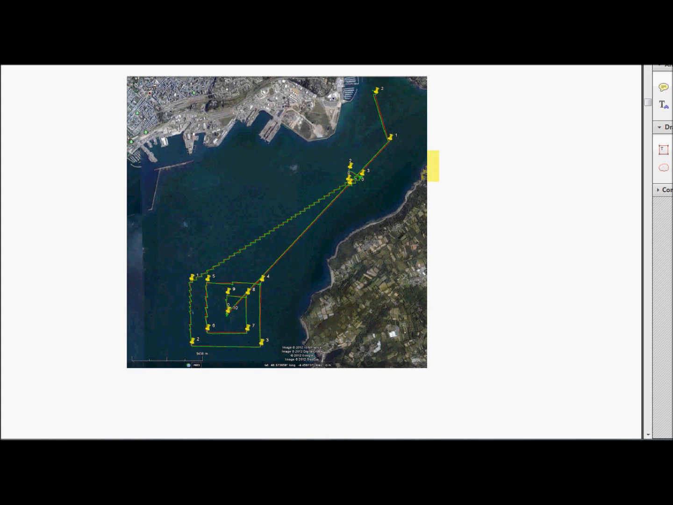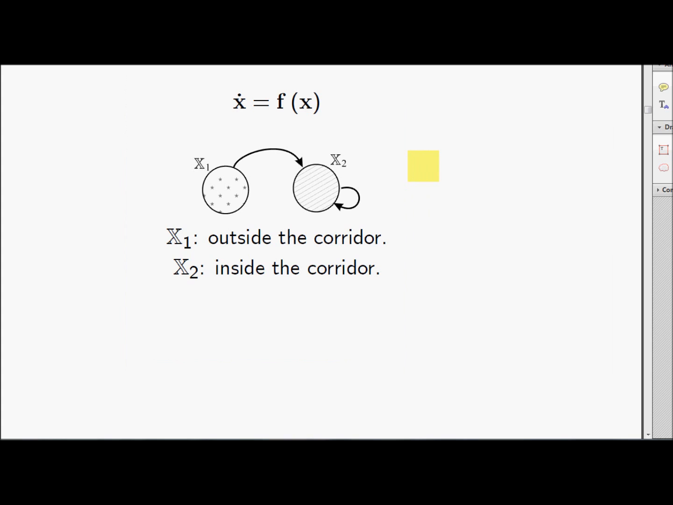So now, VEMOS with the controller can be described, to keep it simple, as a state equation, x dot equal to f of x. For VEMOS, the state space can be decomposed into two parts. The part x1, where you are outside the corridor you have to be in, and inside the corridor, it is x2.